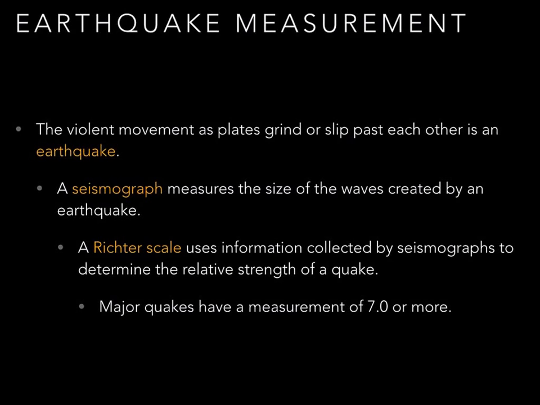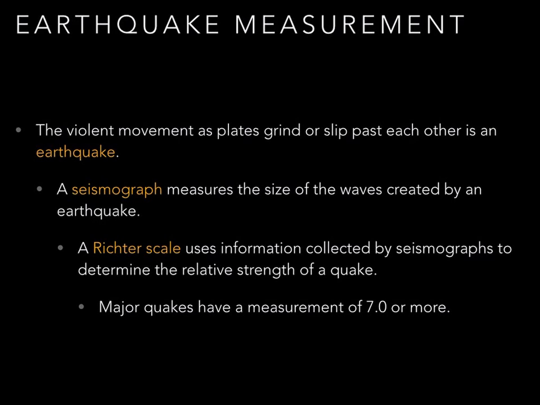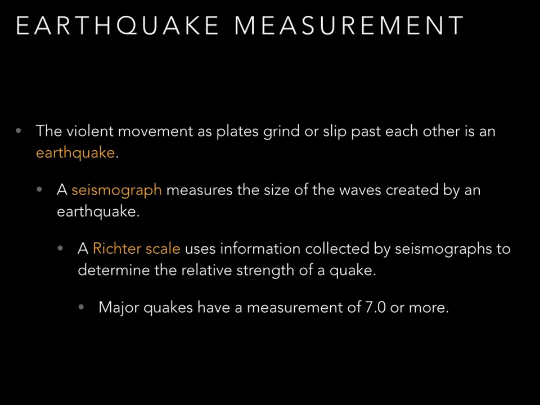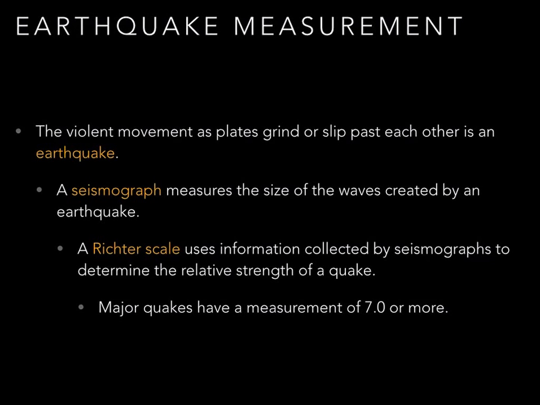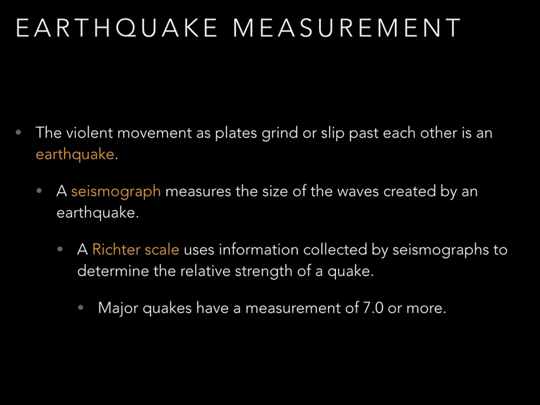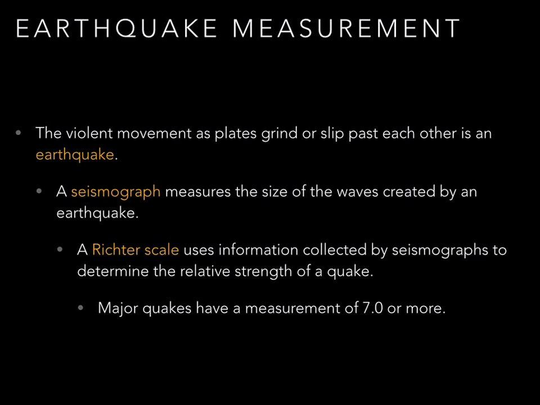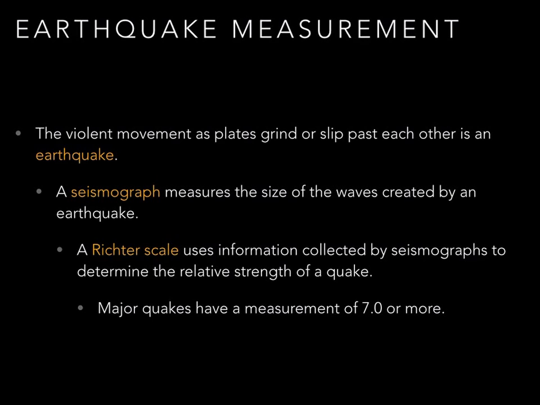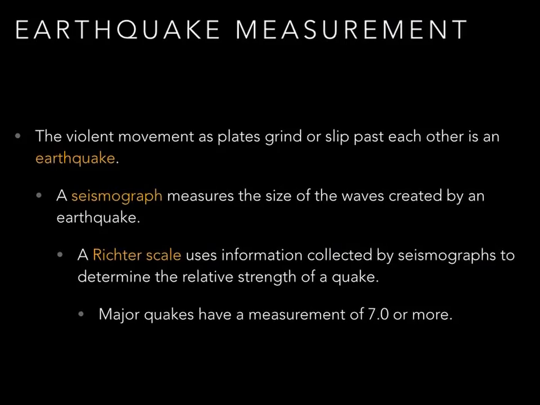Earthquake measurement. The violent movement as plates grind and slip past each other, as we mentioned, is an earthquake. A seismograph is a machine that measures the size of the waves created by an earthquake. The Richter scale is a tool that uses the information from the seismograph to determine the relative strength of a quake so that you can compare one earthquake to another. A major quake is one that has a measurement of 7.0 or more.